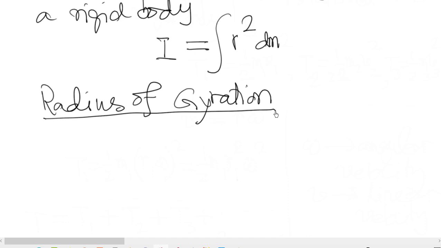The definition of radius of gyration is: if the total mass of a body can be concentrated at one point such that the moment of inertia of the concentrated mass with respect to an axis is equal to the moment of inertia of the total rigid body with respect to the same axis, then the perpendicular distance of the concentrated mass from that fixed axis is called the radius of gyration.